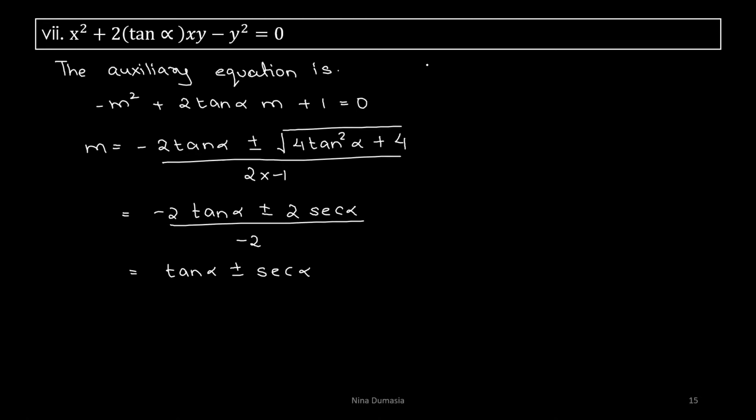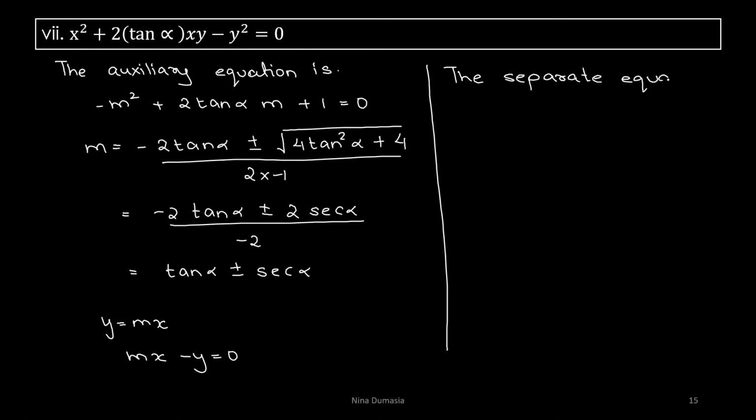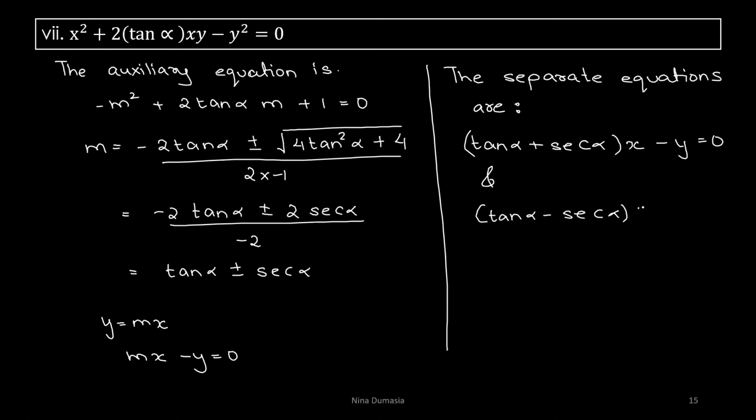Okay, so therefore our lines are y is equal to mx. Okay, they are of this type, y is equal to mx. So we can also write that mx minus y is equal to 0 are the lines. So we will do this now. The separate equations are tan alpha plus sec alpha into x minus y is equal to 0 is the first equation, and next one is tan alpha minus sec alpha into x minus y is equal to 0. Okay, so these two are the equations of the lines.